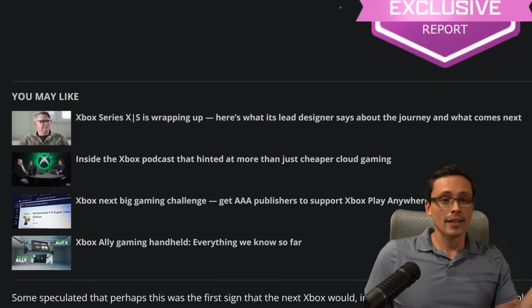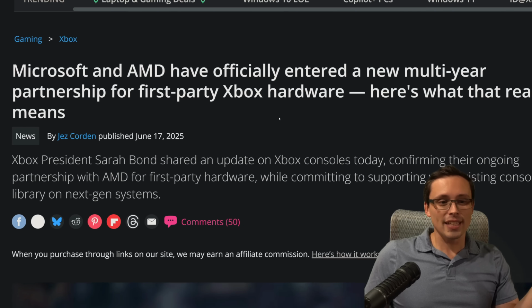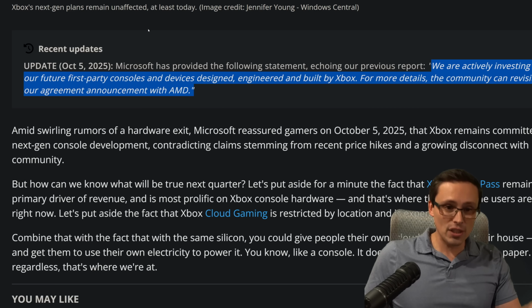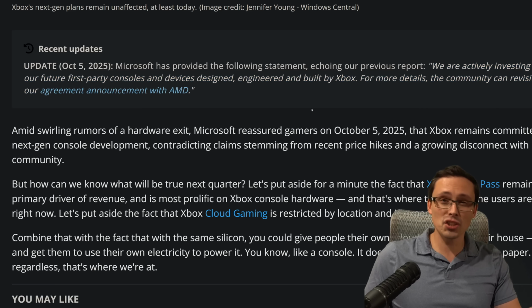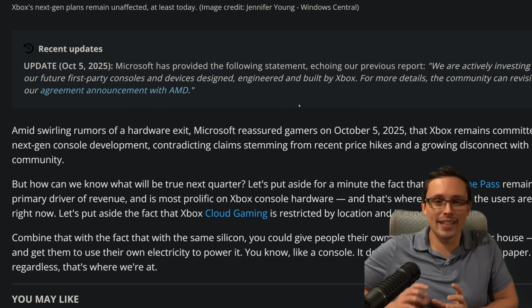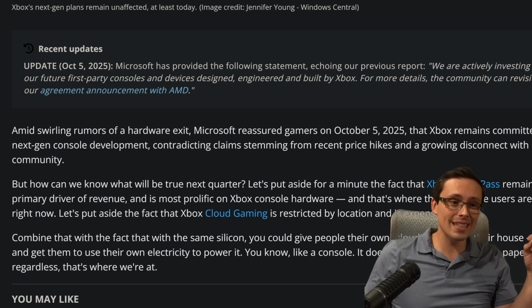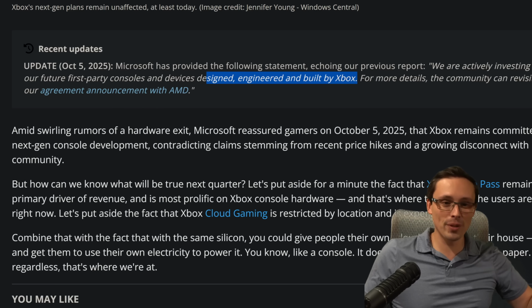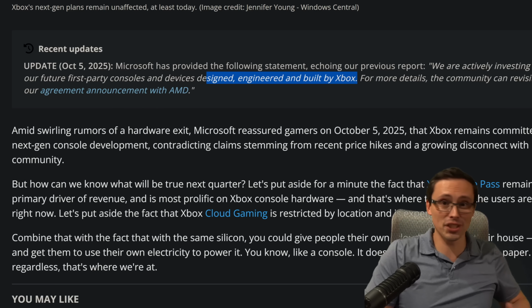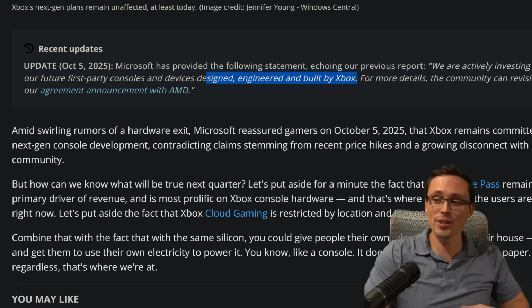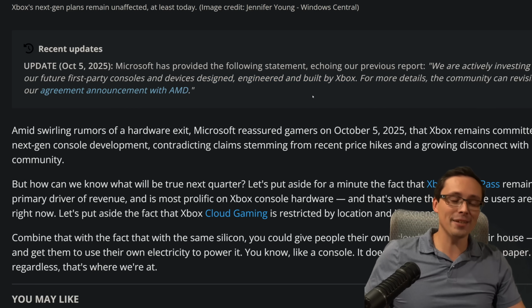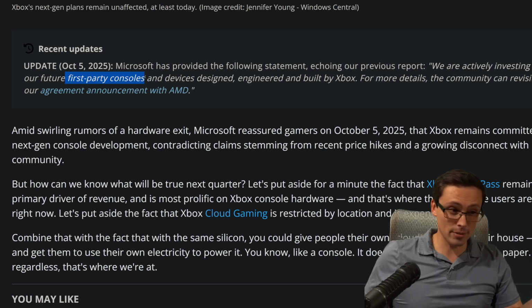But basically, they're saying that there will be official Xbox hardware, which is not just, I think, something like an ROG Ally X, which is Xbox branded, but wasn't fully designed, engineered, and built by Xbox. That's really kind of an Asus product with Xbox branding and some cooperation on that. Xbox is clearly working on that. But anyway, this sounds like they are talking about actual first-party consoles.